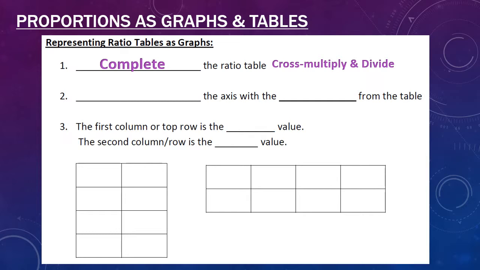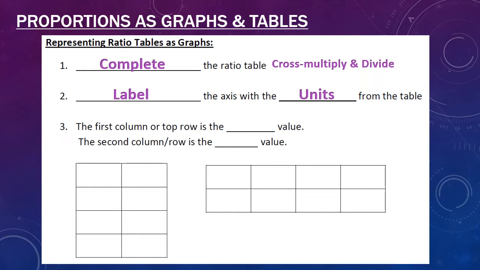Once your ratio table is filled in, then you're going to label the axis. The bottom one will be your X. The one on the left will be your Y. And then you're going to label the X and the Y with the units from your table. Again, the X is the very bottom of your graph, and the Y is the left that goes up and down.